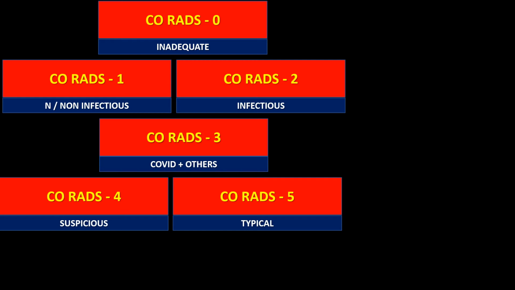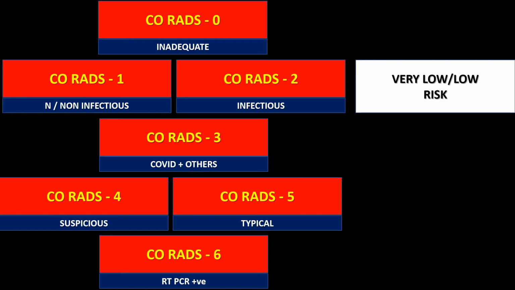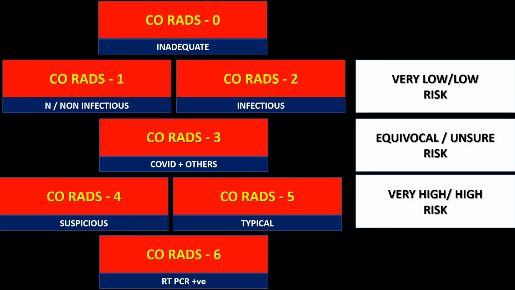Now, why do we have to classify all this? Because CORADS 6, as I told, is nothing but RT-PCR positive. Why we have to do all these things is very important to understand, because this will give us the risk of the disease. Whenever there is CORADS 1, it is having very low risk, whereas CORADS 2 is having low risk, and equivocal or unsure is when we have CORADS 3, because there will be overlapping of features of infectious and non-infectious disease with the COVID features. So we are not sure where exactly to put it in. Suspicious lesions are having most of the features of COVID, but they are not fitting into the typical confirmatory features. Obligatory features are present, but the confirmatory features are not fitting in properly. That's when we call it CORADS 4.